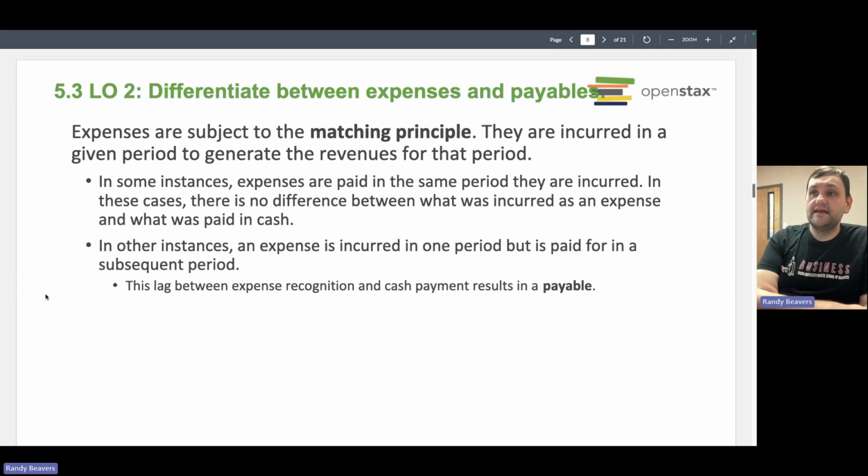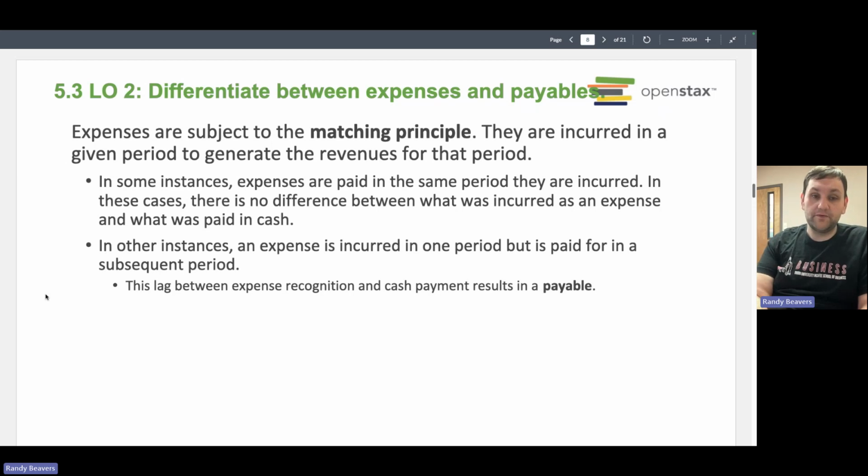Another note here is that expenses are subject to something called the matching principle. This means that they're incurred in a given period to generate the revenues for that period. Now, sometimes expenses are going to be paid in the same period that they're incurred. In these cases, there's no difference between what was incurred and an expense that was paid in cash. In other instances, the expense is incurred in one period but is paid for in a subsequent period.